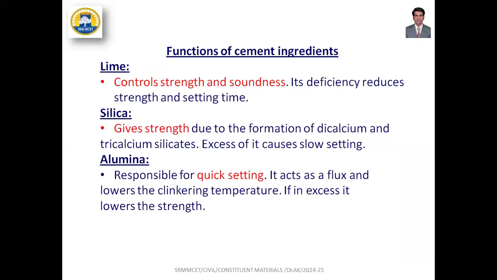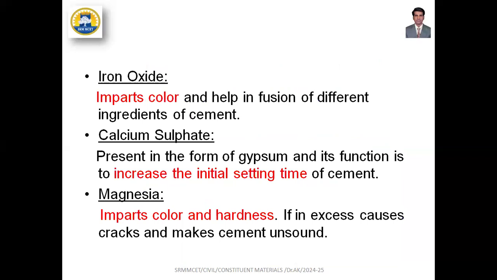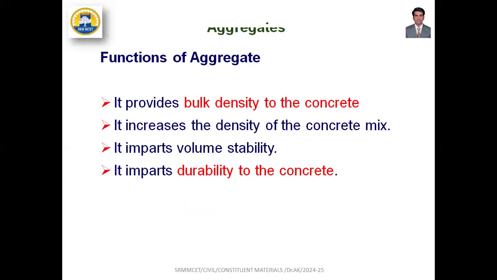As I already mentioned, lime gives strength to the concrete, and silica also gives strength to the concrete. The quick setting property is mainly obtained by adding alumina to the cement, and the color is obtained from the iron oxide as well as magnesia. Calcium sulfate is mainly responsible for increasing the initial setting time of the cement. So these are the various functions contributed by the different chemical compositions of the cement.